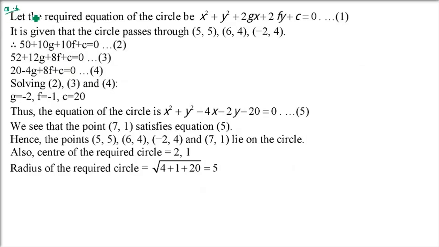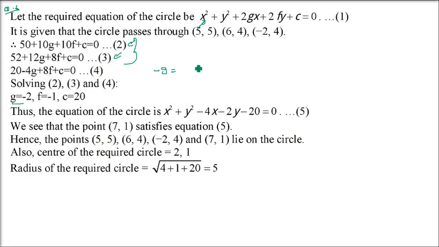Now this is question number 6. Show that the 4 points given here all lie on a circle, and find its equation, center and radius. In the earlier question we found g, f and c only, and it is asking for g, f and c only. So just take any three of these points, 5, 5, 6, 4 and minus 2, 4, put them in this equation and solve these three. You get g, f and c.